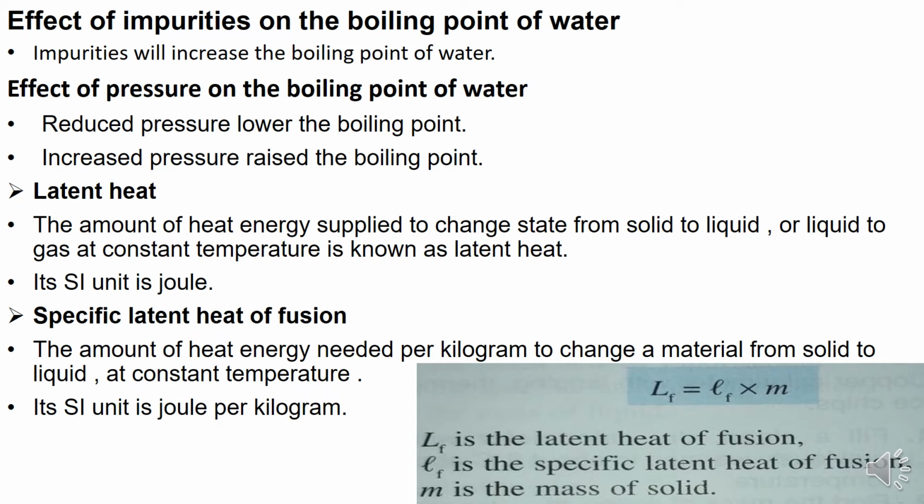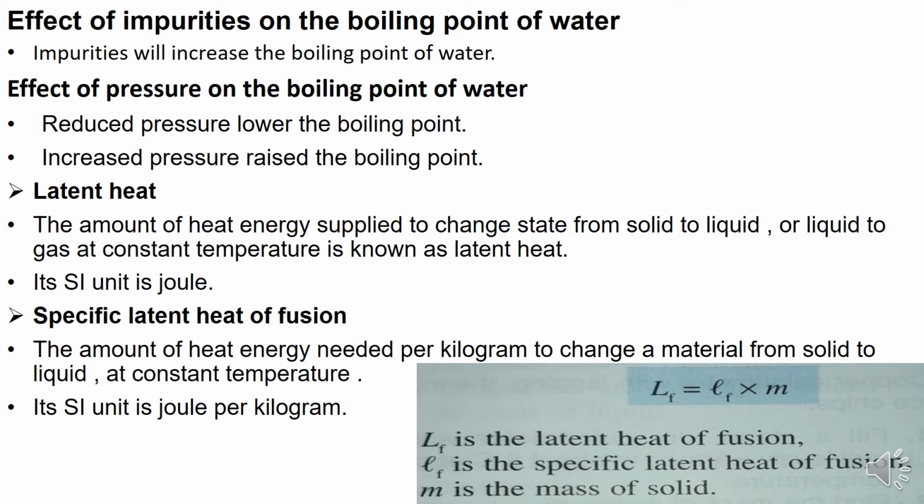That means latent heat is a form of energy only, the amount of heat energy supplied. So what is the SI unit of energy? Joule. In the same way, the SI unit of latent heat is also joule, and it is represented by the capital letter L.